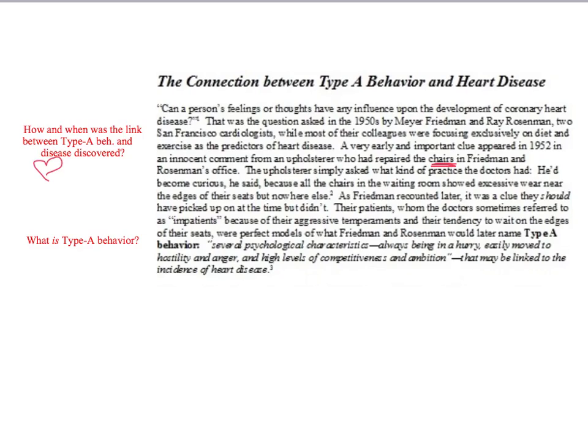Now, I look at this and say, well, maybe I would want to know who the cardiologists were. I didn't put that in the question. Maybe, even though it's not in the question, I might think that's important and I might want to add it. I might want to underline the 1950s because, after all, we're asked when was the link discovered. I certainly am not going to underline any more than this. And to be honest, I don't know that I would even underline 1950s.